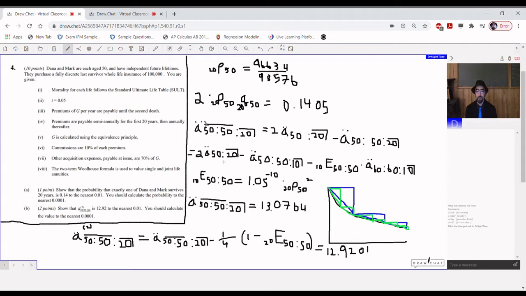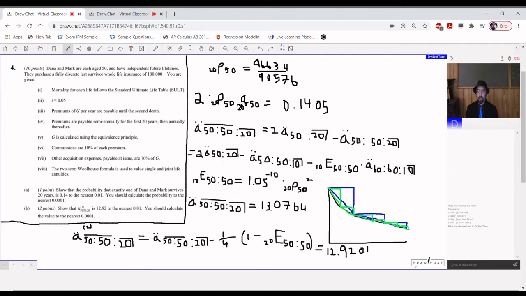To do that, first we're going to want to do it assuming that we're only measuring stuff annually. And we would look in the table for this, but the table doesn't have the last survivor stuff. So we have to use the principle that for any last survivor quantity, it's twice the corresponding single life quantity minus the corresponding joint life quantity.